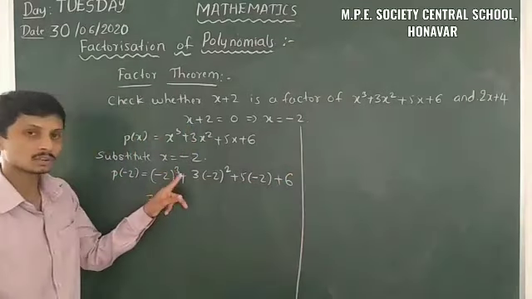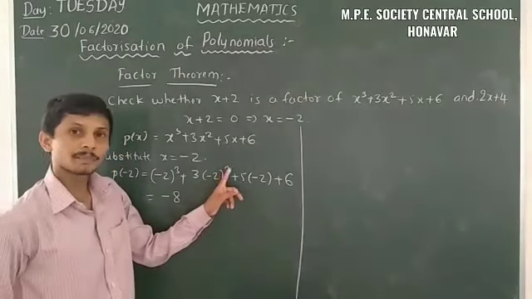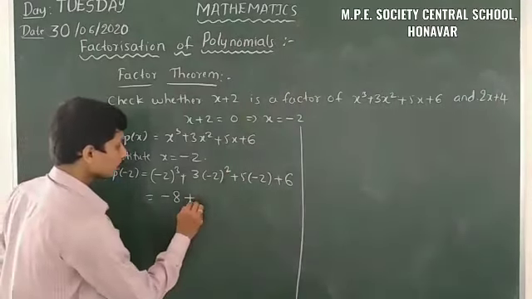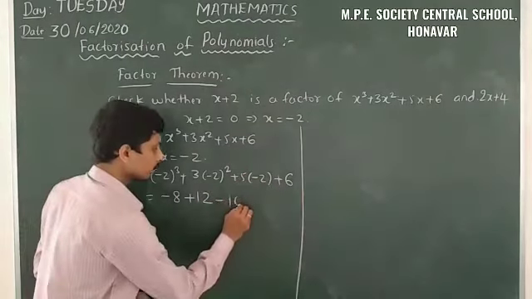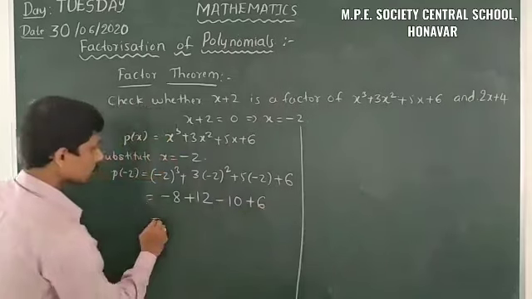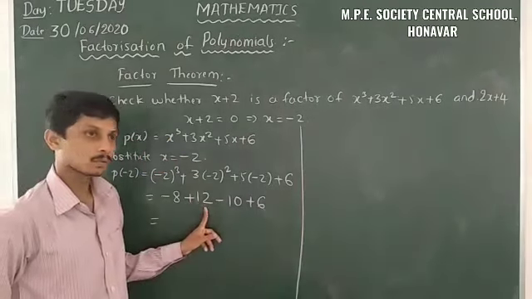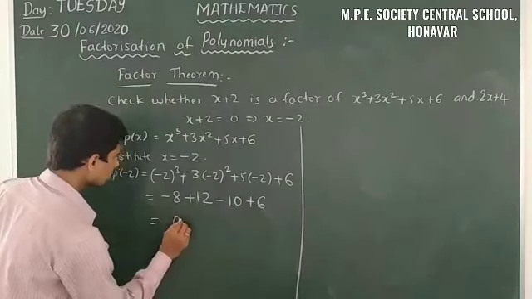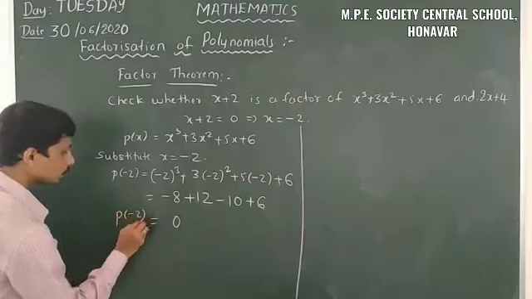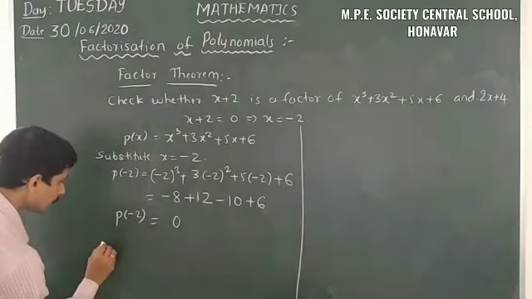So again, minus 2 whole cube is minus 8, minus 2 square means 4, so 3 into 4 is plus 12. 5 into 2 is 10, minus 10, plus 6 here. So we have to check here. 12 minus 8 is 4. 4 minus 10 is minus 6, plus 6 is equal to 0. That means p of minus 2 is 0. Therefore x plus 2 is a factor of the polynomial p of x.